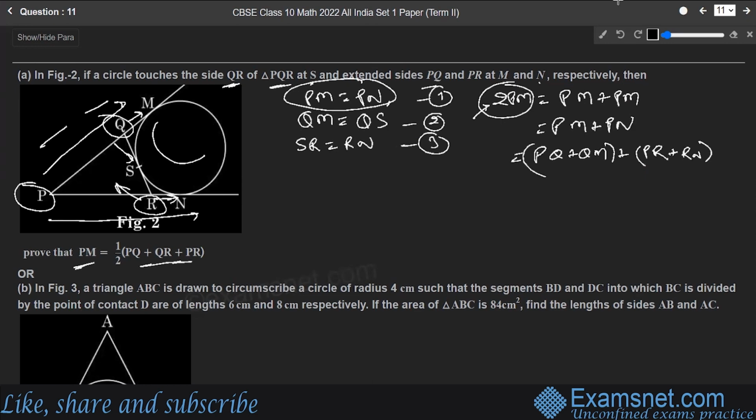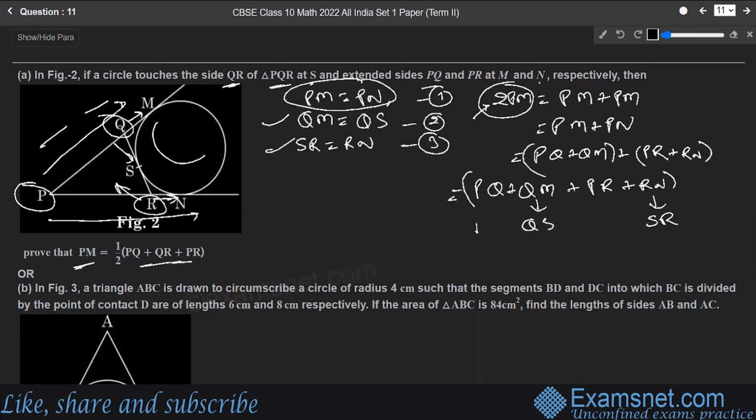Now, if we open this, it becomes PQ plus QM plus PR plus RN. This was the total expansion. Here we can see that QM plus RN is also there. QM is nothing but equal to QS, and RN is nothing but equal to SR. So in place of QM, let me write QS, and in place of RN, let me write SR. This is happening from equations number 2 and 3.